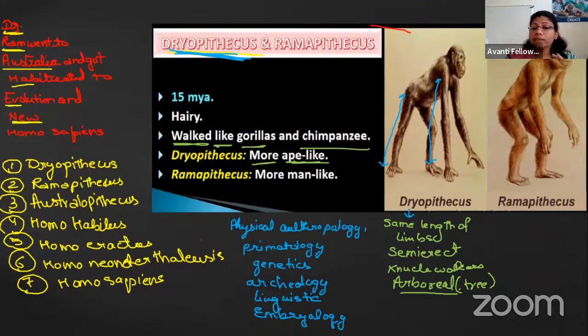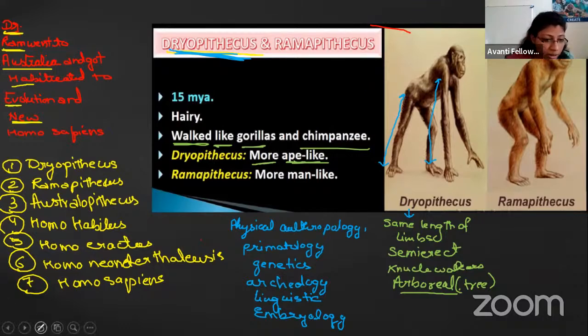So as I said, the Dryopithecus was the first member in human evolution as far as we know. They appeared 15 million years ago, and they are knuckle walkers having the same length of limbs. Because of their posture and walking features, they are more ape-like as compared to men. Okay, the next member in this category is Ramapithecus.